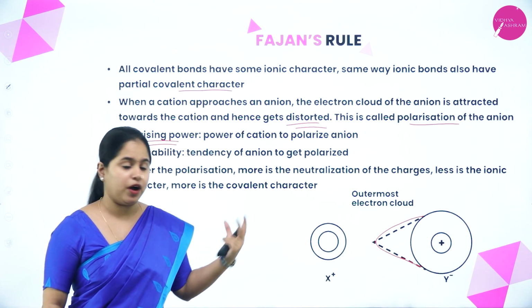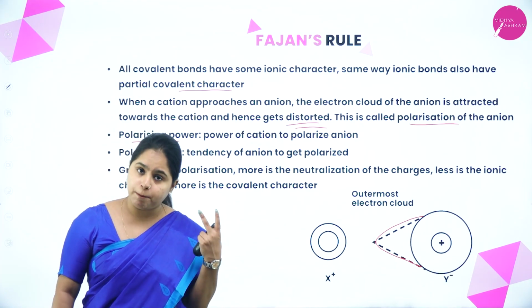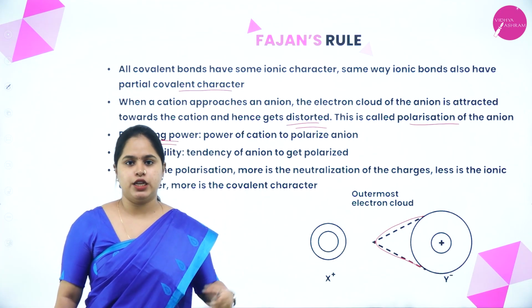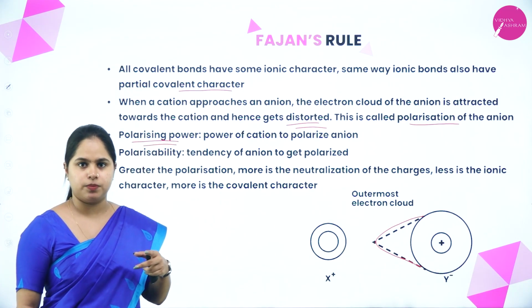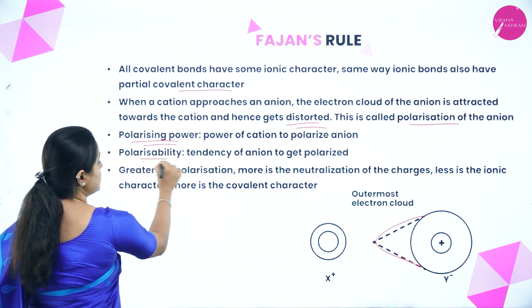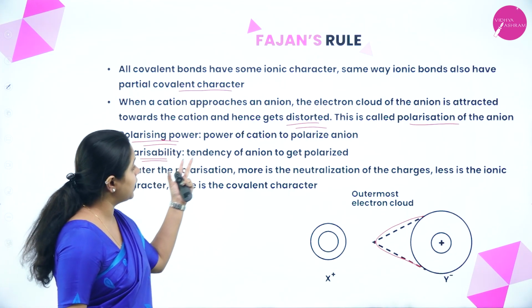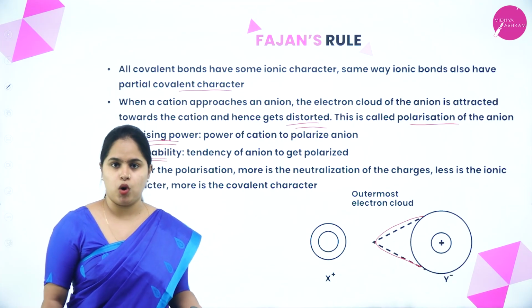So, the polarizing power will be with the cation, right? The power with which the cation is able to distort the anion is called polarizing power. And now, one more term is there. What is it? Polarizability. Now, what is polarizability? It is the tendency of the anion to get polarized.